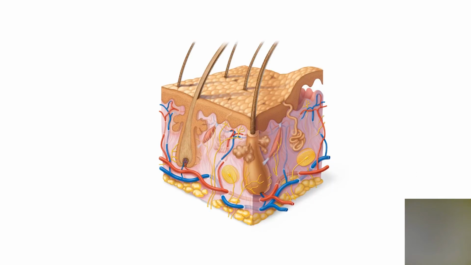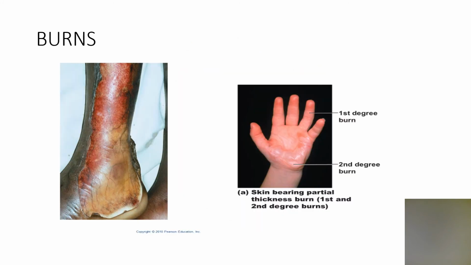Make sure you understand what forms fingerprints: the projections or interlocking of epidermal ridges into dermal papillae. You should also be able to distinguish between the three types of skin burns: first-degree burns, second-degree burns, and third-degree burns. Know the layers of the skin compromised by each burn.